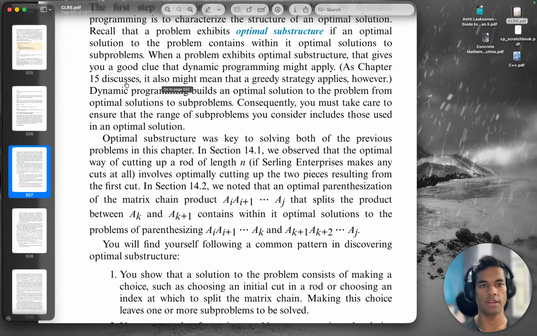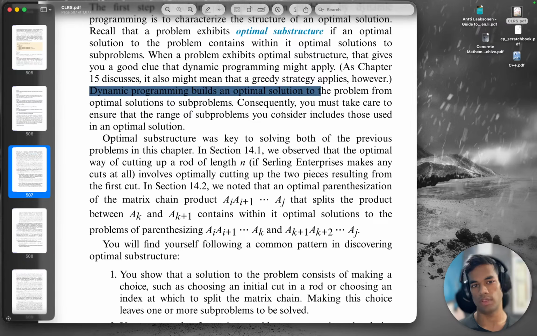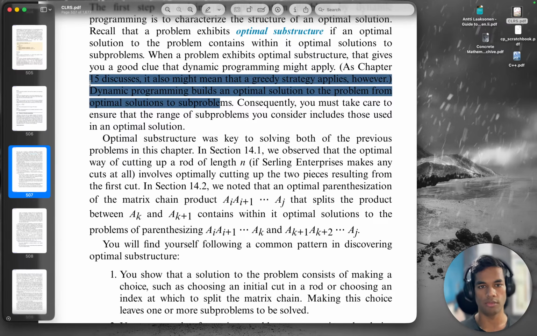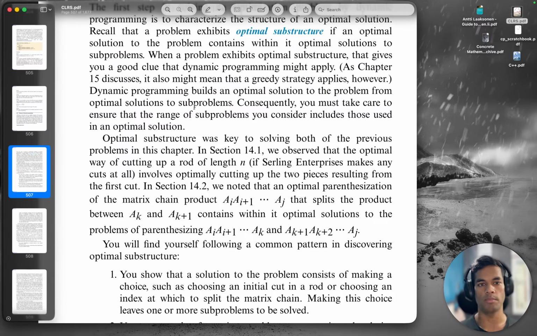As chapter 15 discusses, it also might mean that a greedy strategy applies here. So optimal substructure just means that to find the optimal solution to your high level big problem, you need optimal solutions to subproblems. That makes sense. And if that is the case, a greedy algorithm might also apply. Dynamic programming builds an optimal solution to this problem from optimal solutions to subproblems. We build the optimal solution to our big problem by finding optimal solutions to subproblems.